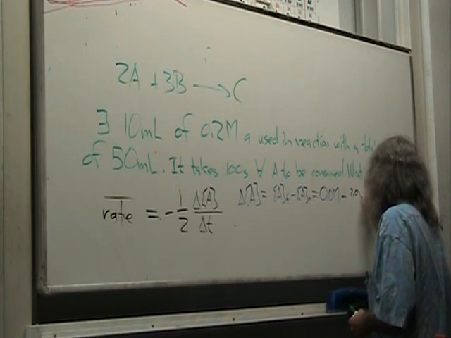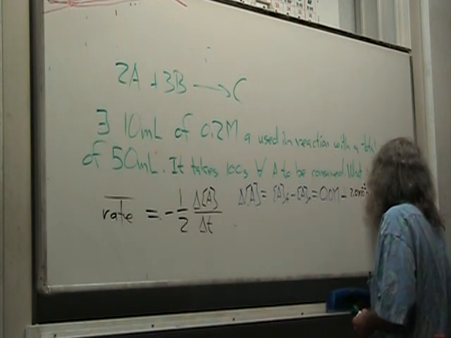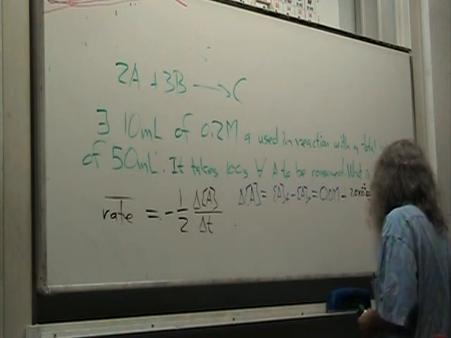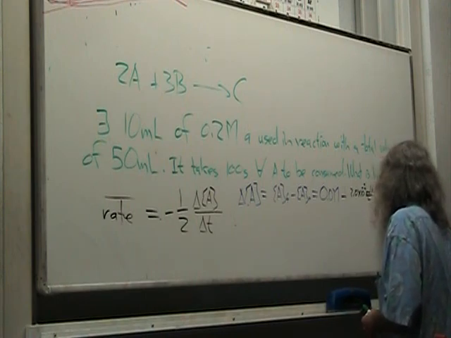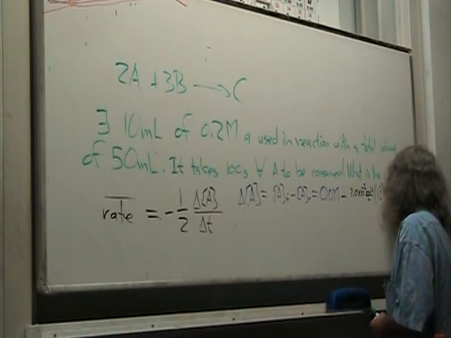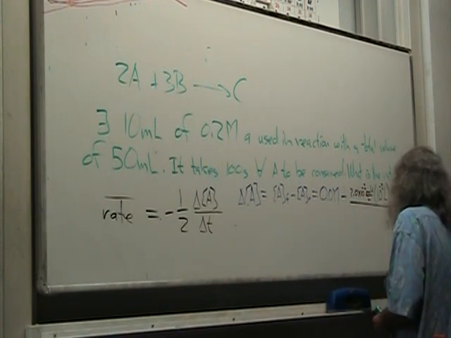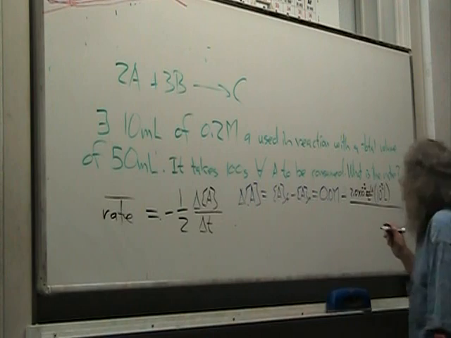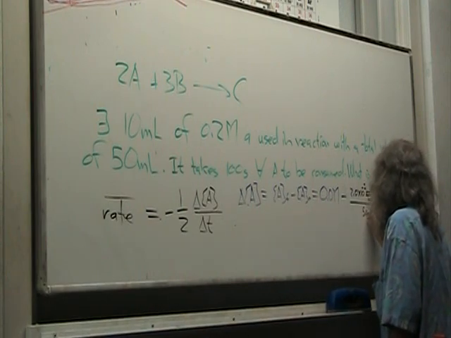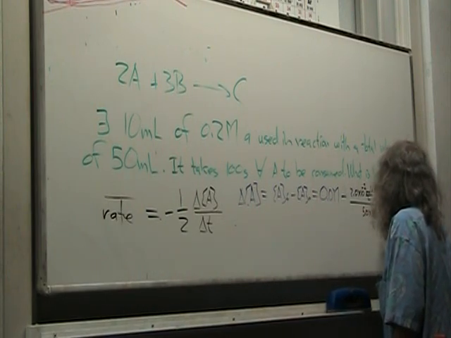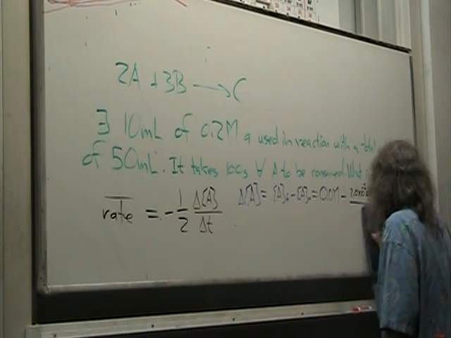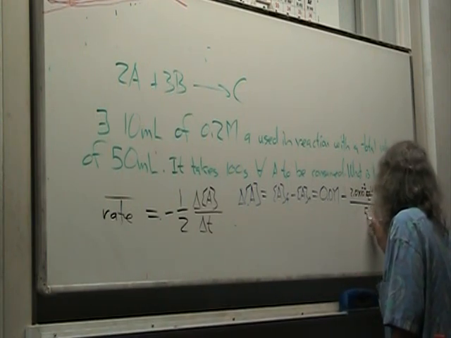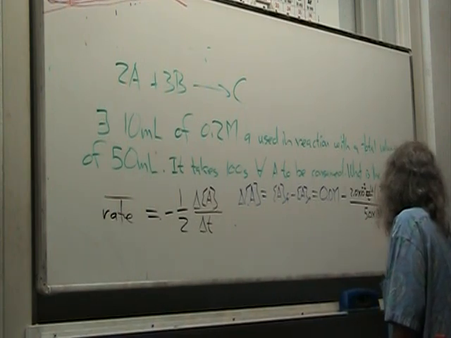2.0 times 10 to the minus 1 moles of A per liter. And there is 10 to the minus 2 liters of that, 10 milliliters. And what's the total volume? 50. Over 5.0 times 10 to the 1, or 50 mLs, which is 5.0 times 10 to the minus 2 liters, okay?